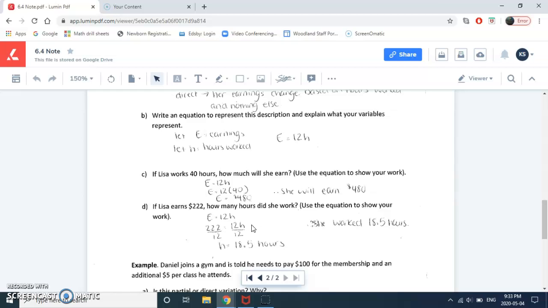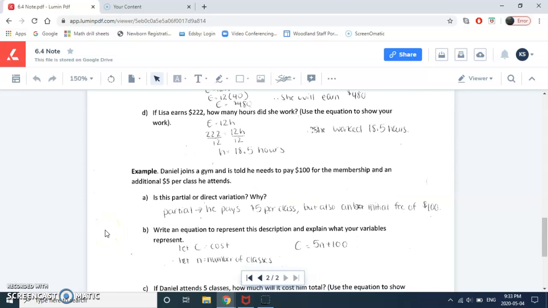So if we think back to our algebra unit, we need to take the number that's in front of here, and we see that this would be 12 times H. So we need to do the opposite function, which is division. So we divide it by 12, and we divide the other side by 12. So we have to keep things equal and balanced, and that'll leave us with 18.5 hours. Therefore, she worked 18.5 hours to make $222.